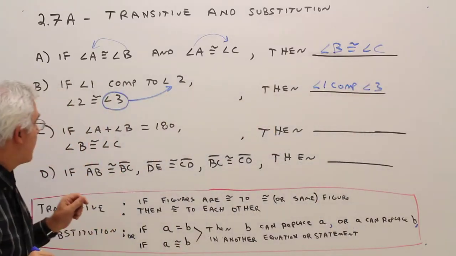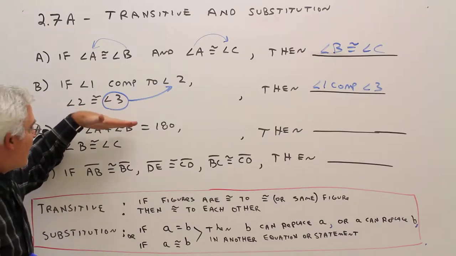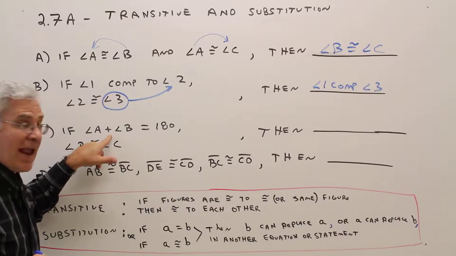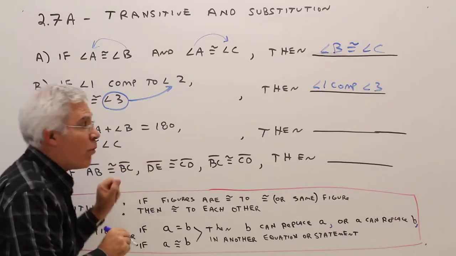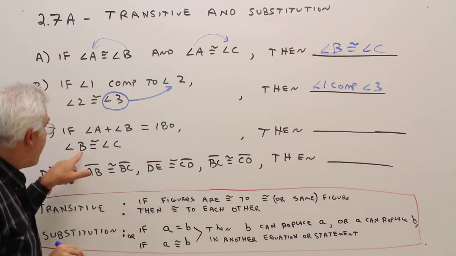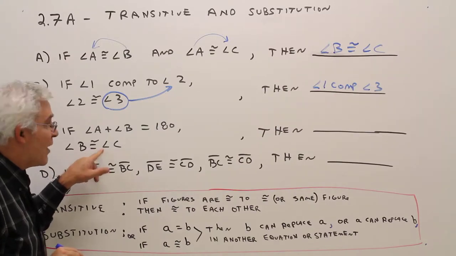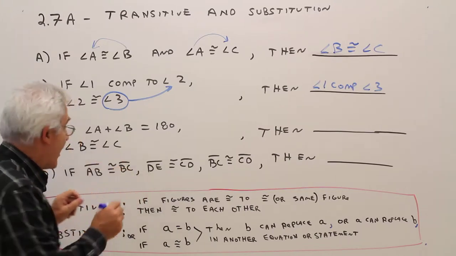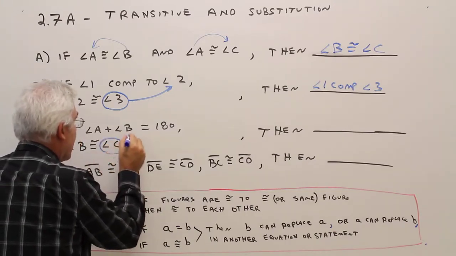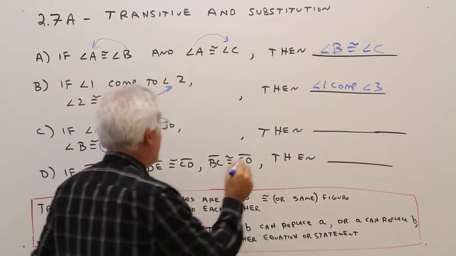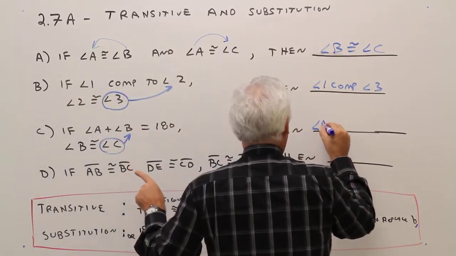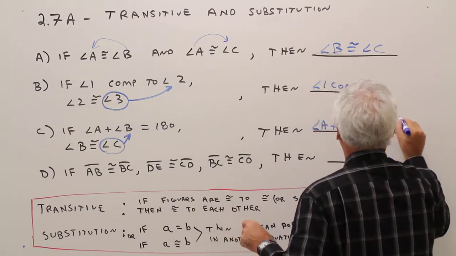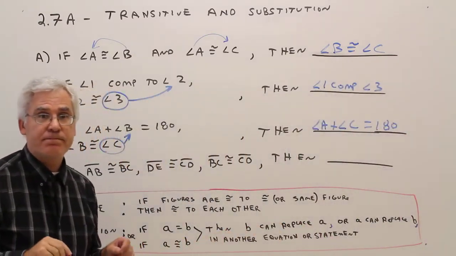Part C. Oop, look again. I've got a statement or equation with a congruence. If angle A plus angle B equals 180 degrees, and if angle B is congruent to angle C, let's see what I can conclude. Wherever I see a B, it looks like I can replace it with an angle C. So I'm going to say angle A plus angle C equals 180 degrees.